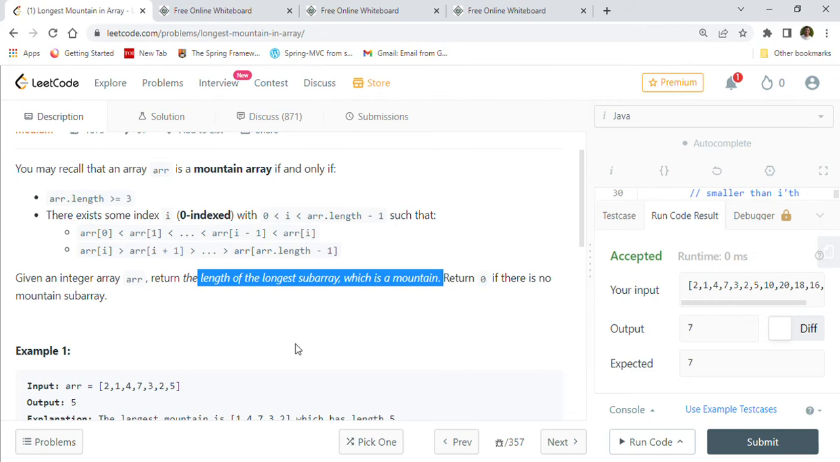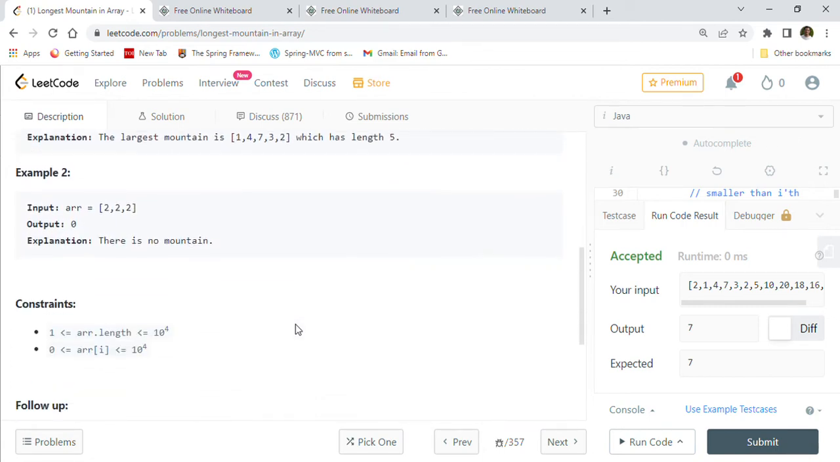Return 0 if there is no mountain subarray. So this is what the problem statement says. They have given us a couple of examples here, so we'll go through those.